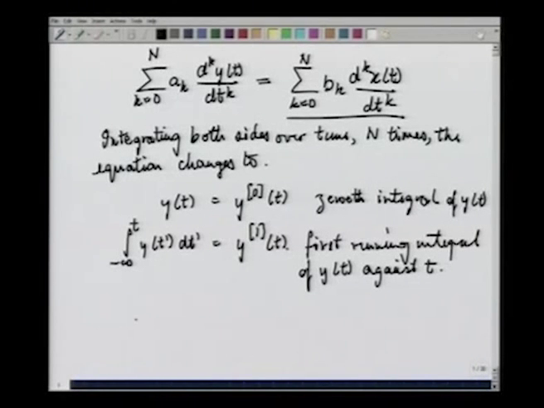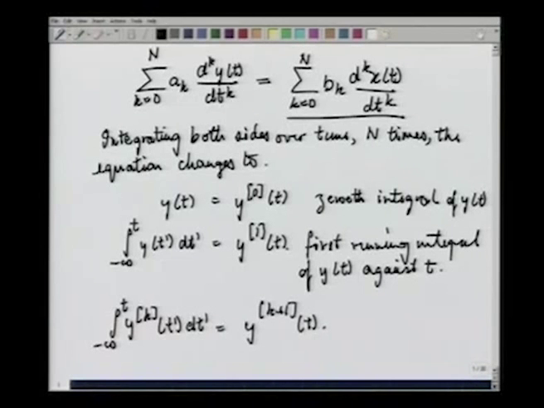Now, we only need to generalize this and say that the integral from minus infinity to t of y k of t dash against t dash is what we denote by y k plus 1 of t. So, this is the notation we will use.